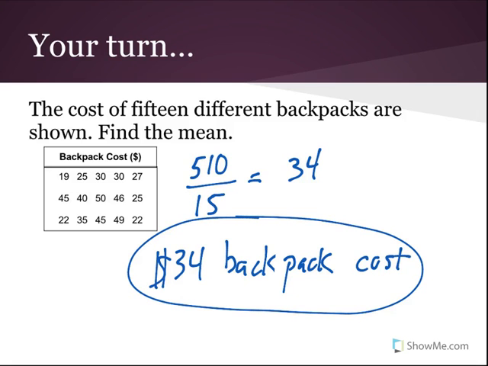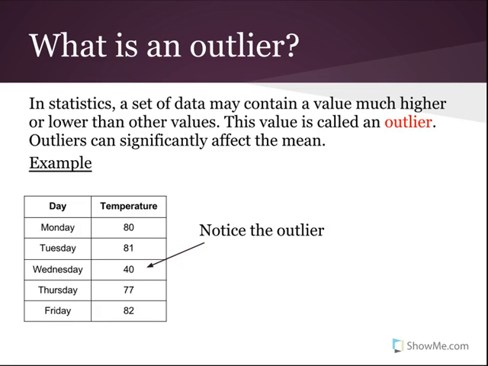Pretty easy there. Now, what's going to happen if you have some data that looks a little bit funky? Let me show you what this is called. Every now and then, guys, you're going to have something that's called an outlier. In statistics, a set of data may contain a value much higher or lower than any other values. This value is called an outlier. Outliers can significantly affect the mean. Okay, now look at this example.